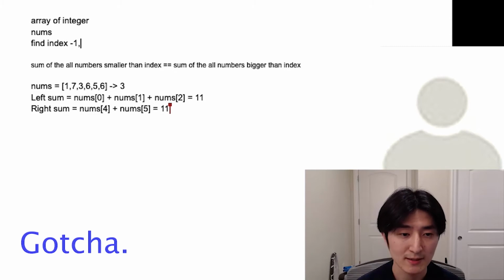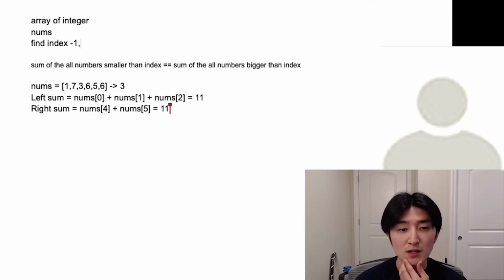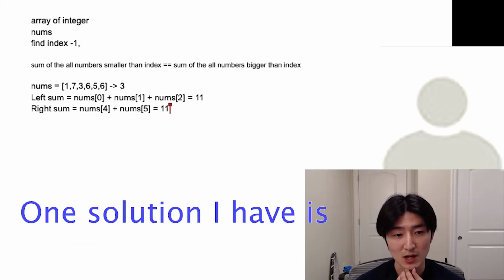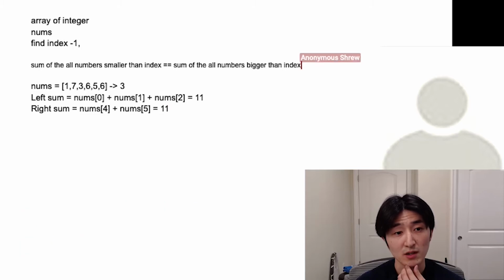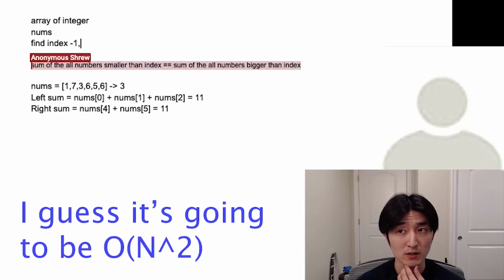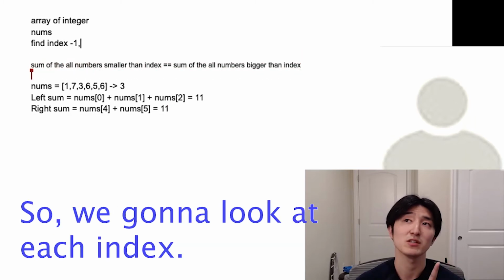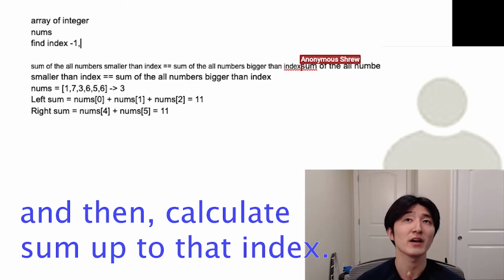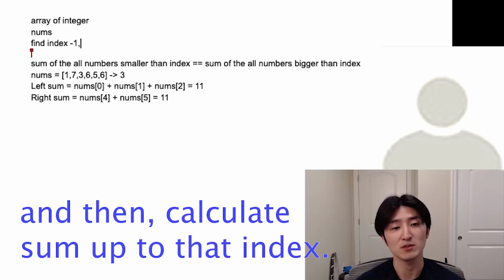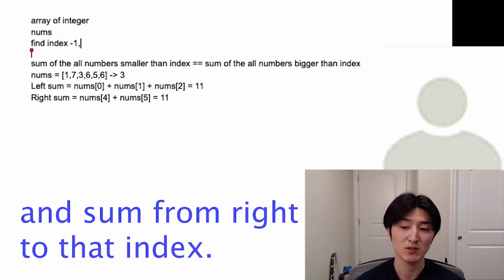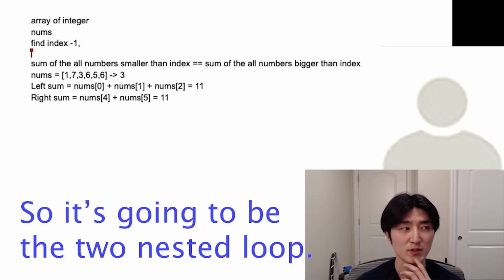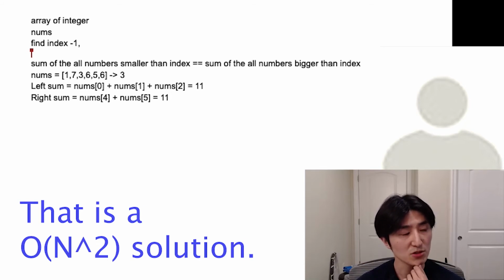Gotcha. Let me think. One solution I have, I guess, is going to be n squared. We're going to look at each index and then calculate the sum up to that index and the sum from the right to that index. So it's going to be two nested loops. That is an n squared solution.